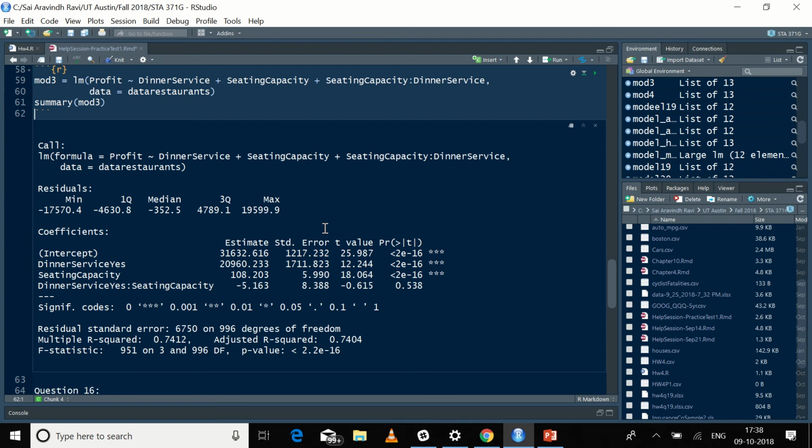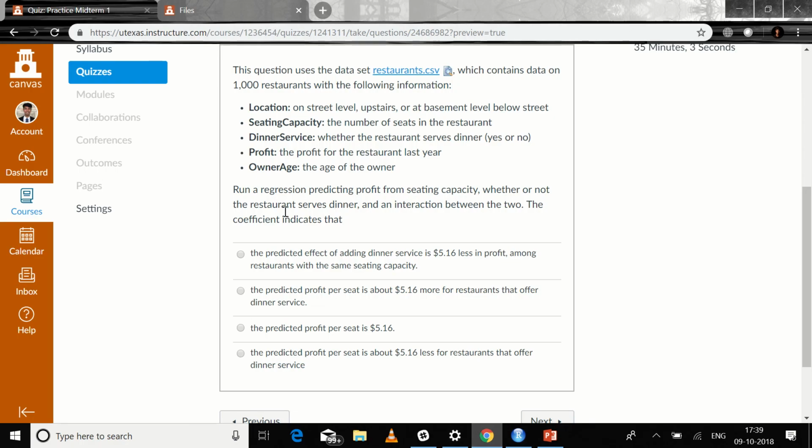Questions? So how do you interpret this? You interpret it as for all restaurants that give dinner service, the expected profit goes down by $5.163 per seat in the restaurant. All right. So that should be one of the options in the question. Predicted profit per seat is about $5.16 less per restaurants that offer dinner service. All right. Questions?